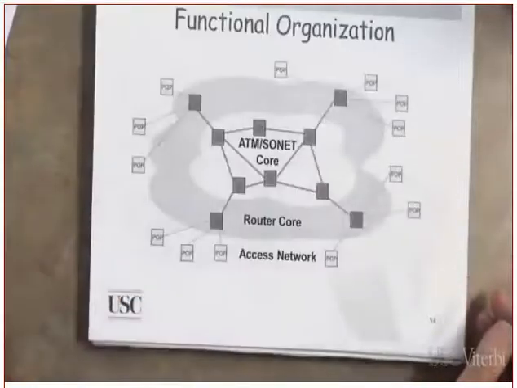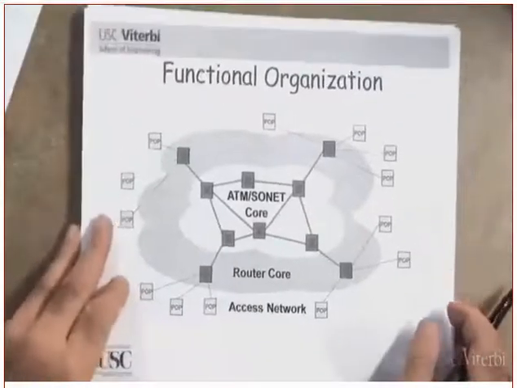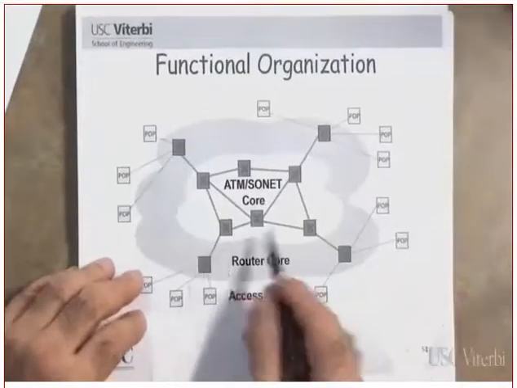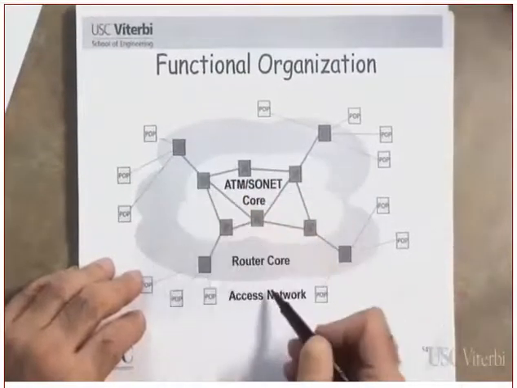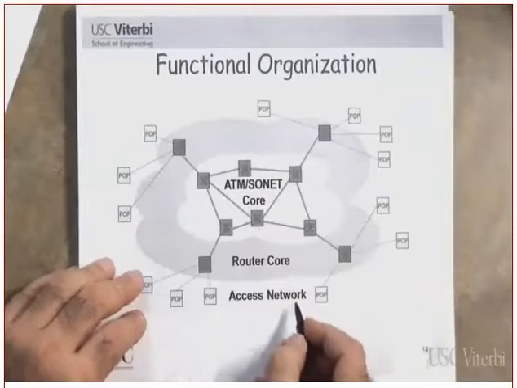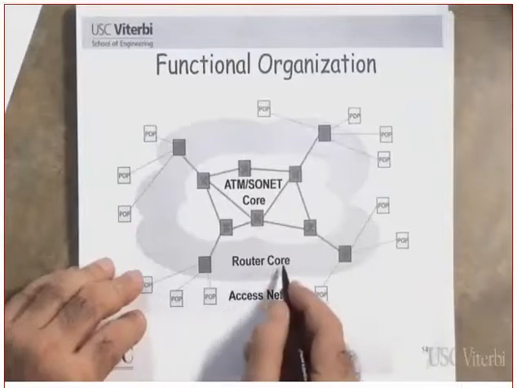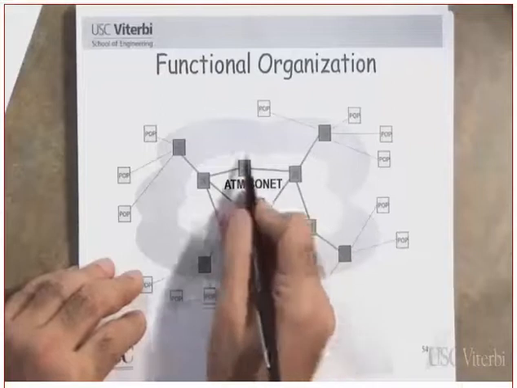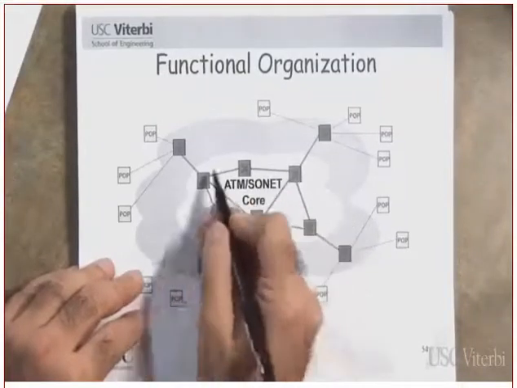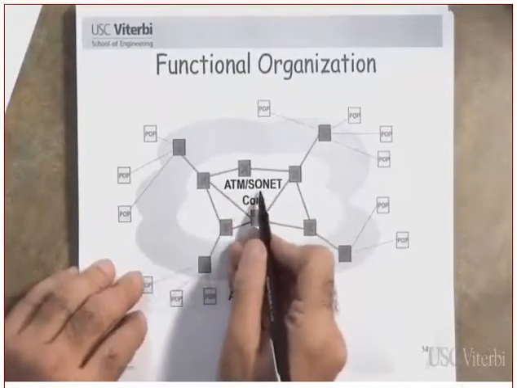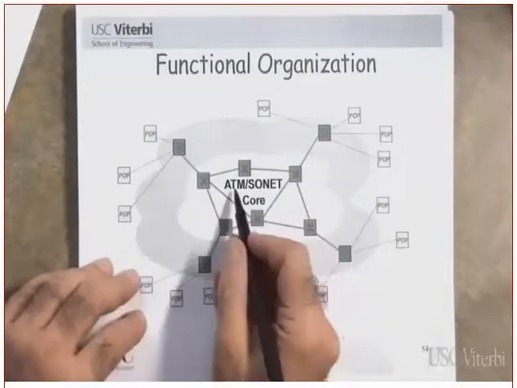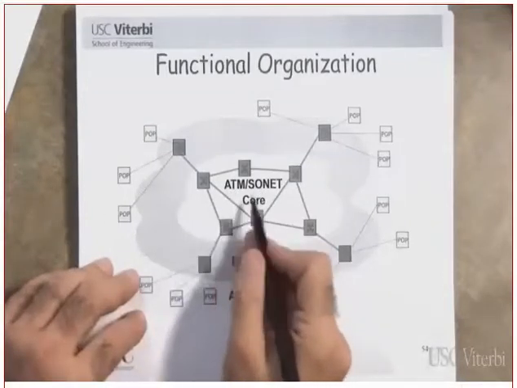a little bit better. From a functional organization point of view, which we already talked about last time, the internet is divided into three types: the access network, the router core, and the ATM or SONET core. Now, this one is evolving, again, into dense wavelength division multiplexing. So we will see how this is changing.